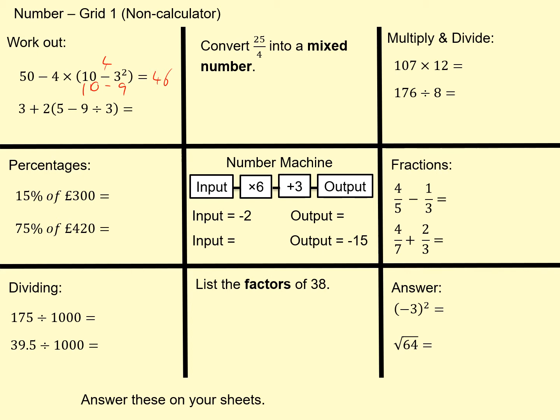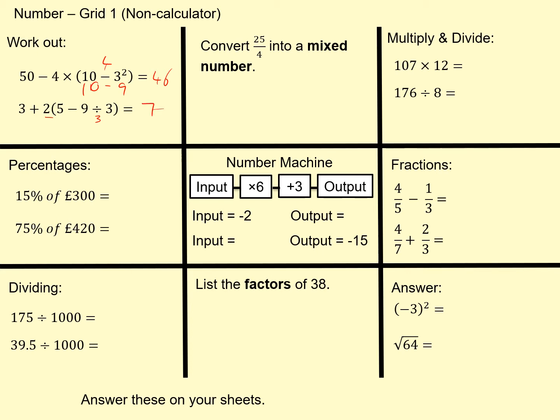Next question, we've got 3 add 2 times, all in brackets, 5 take away 9 divided by 3. Remember, we have to do the brackets first. Within the bracket, I've got to subtract and I've got to divide. You do the divide part first. 9 divided by 3 is 3, and really that is then in brackets 5 take away 3, which is 2. The 2 on the outside of the bracket means 2 times the 2, which is 4, so really that is 3 add 4, which is 7.